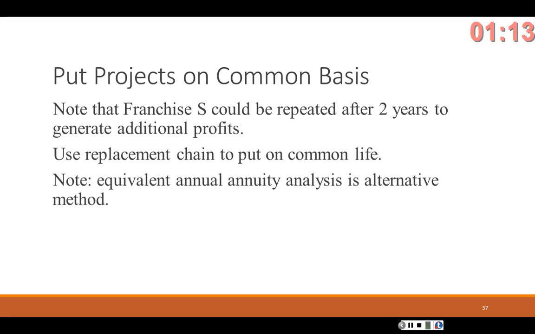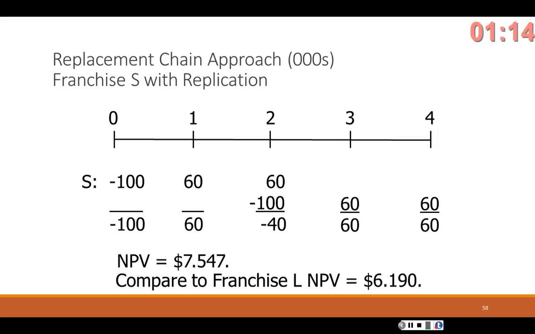Another option is simply to repeat the short. So you could repeat the short after 2 years to generate additional profits. Equivalent annual annuity is one choice. This is the second choice.